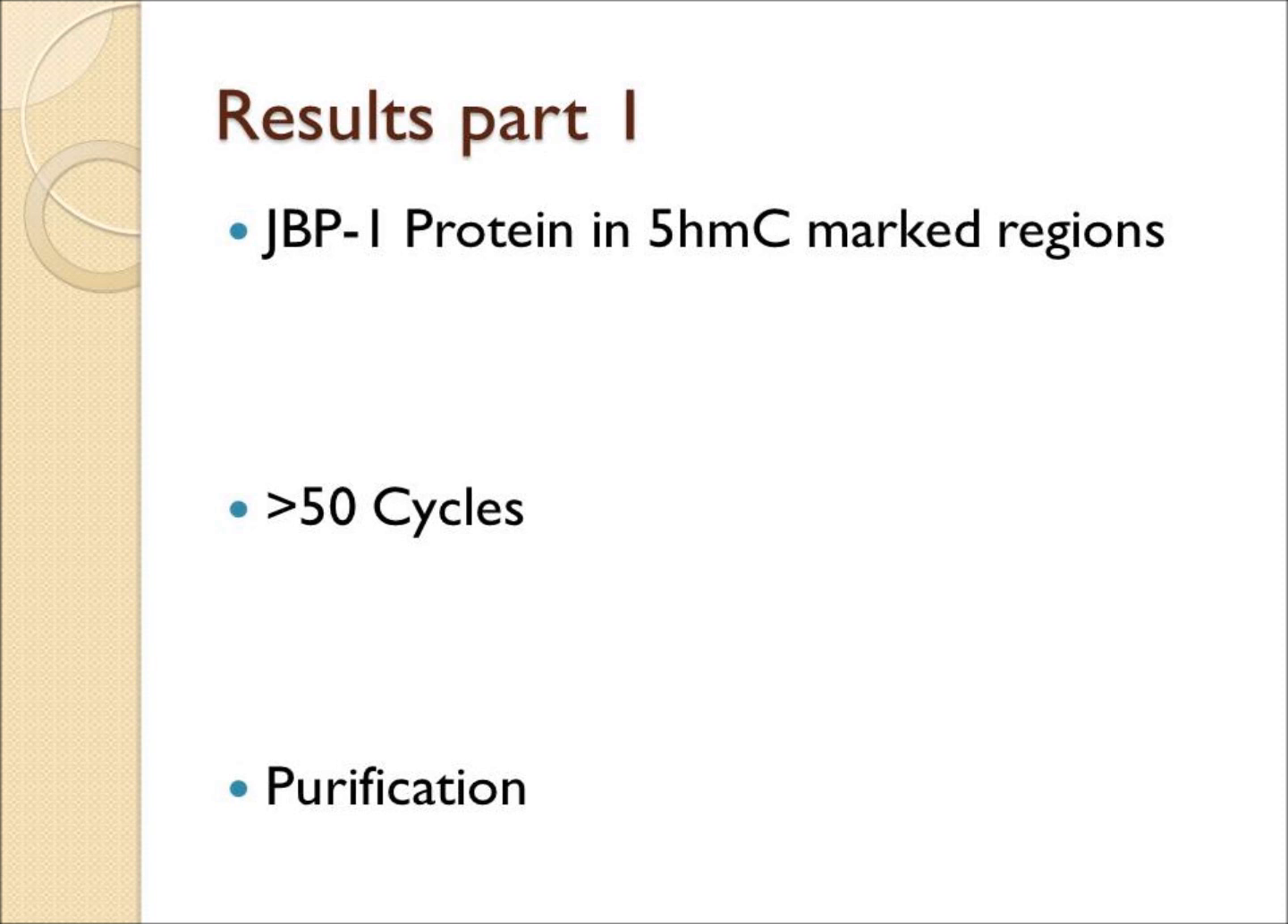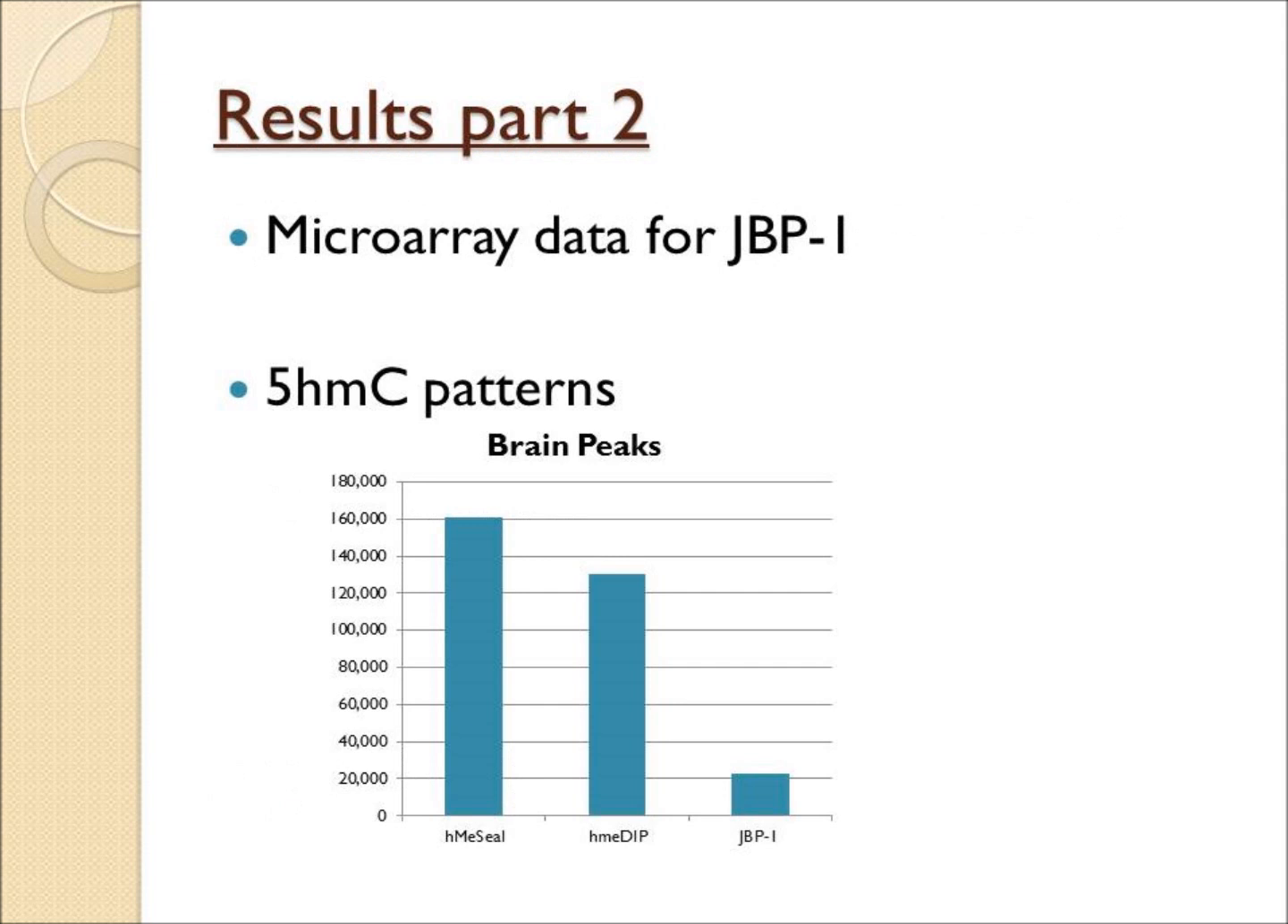Purification. JBP1-based purification of 5-hmC enriched DNA showed lower levels of enrichment relative to input DNA compared to those of hMe-Seal and hMeDIP. Microarray data for JBP1. JBP1 showed almost no correlation between the probes at all distances. The results received resembled those from random data. 5-hmC patterns. JBP1 showed a lesser response.